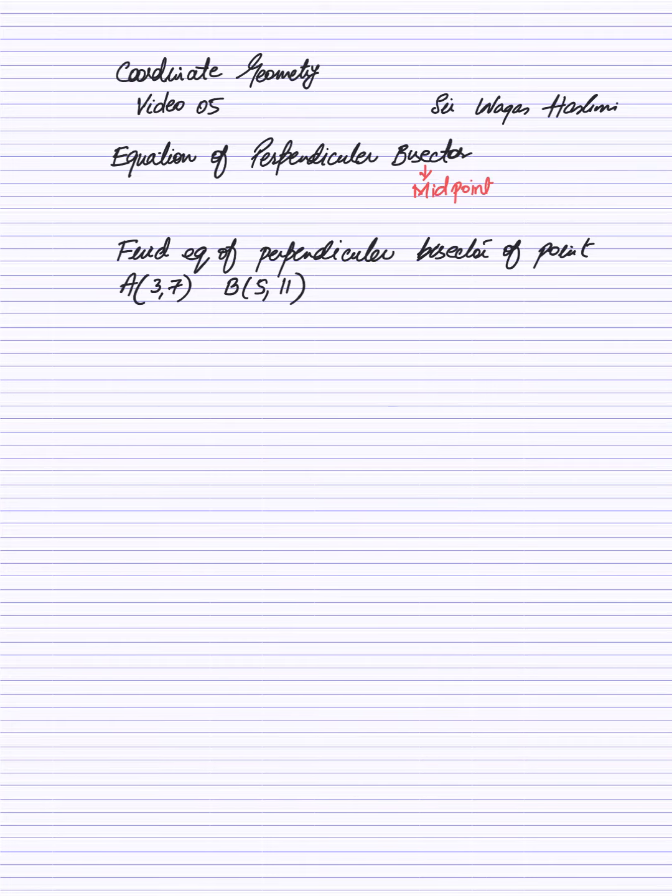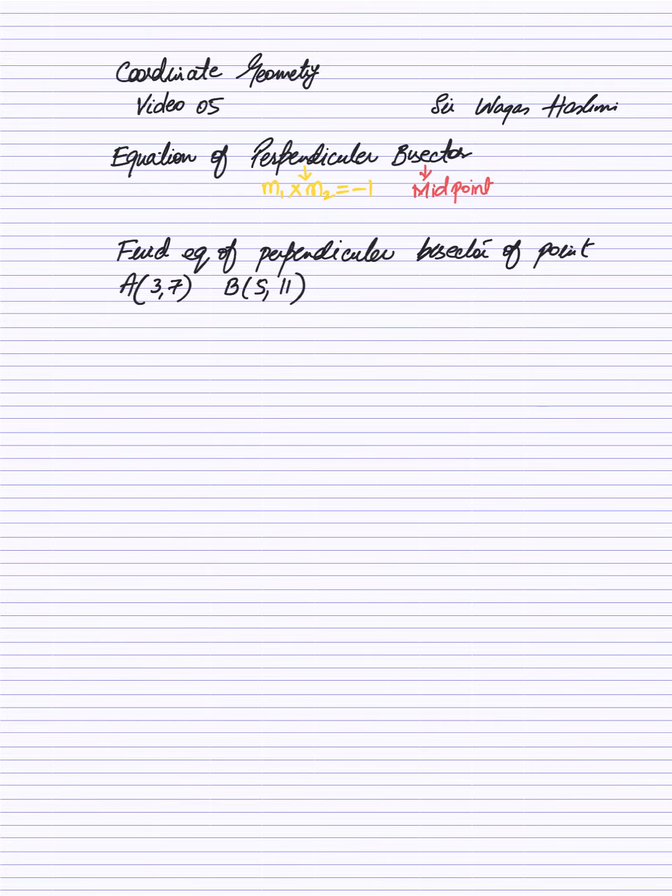Alright, and for perpendicular we had studied the condition in the gradient topic, that is my video number 3, in which we say that m1 multiplied by m2 equals minus 1. So that means in order to find the equation of the perpendicular bisector, we need to find these two things. So the question says: find the equation of the perpendicular bisector of points A and B. So you have points A and B and you need to find the equation of the perpendicular bisector.